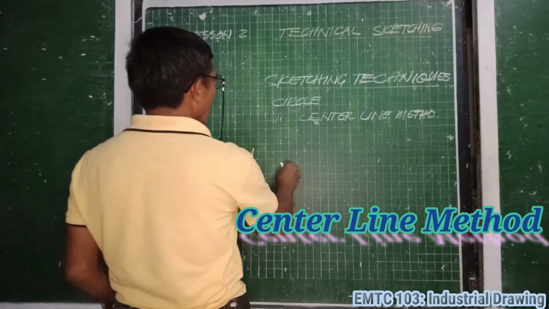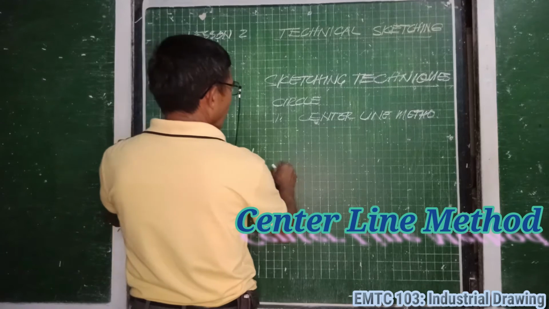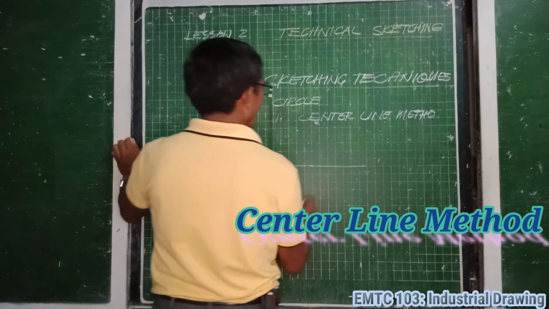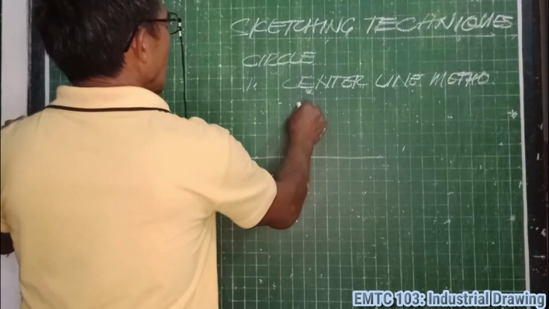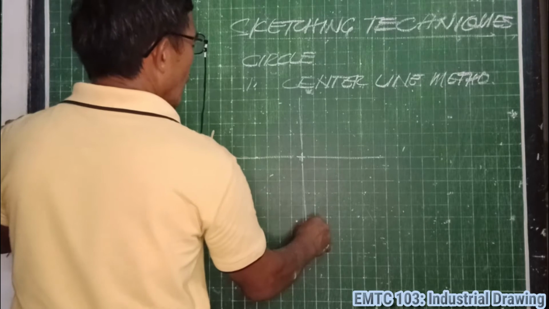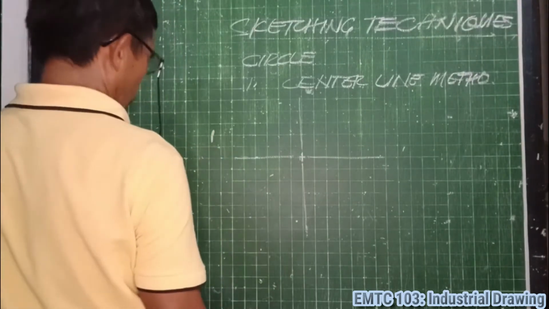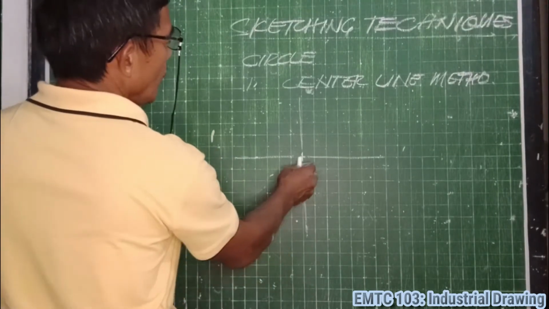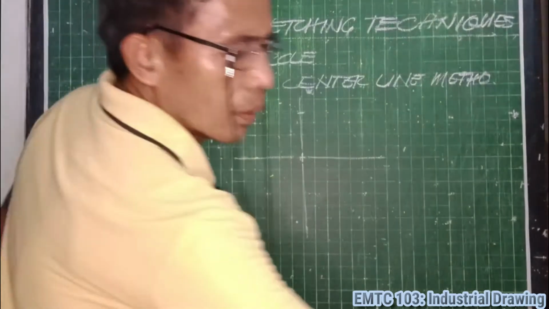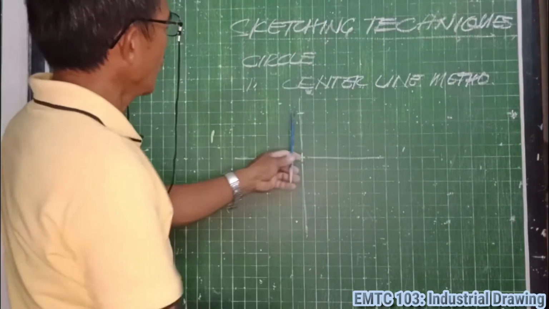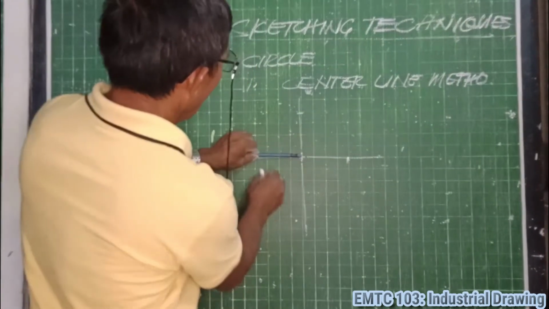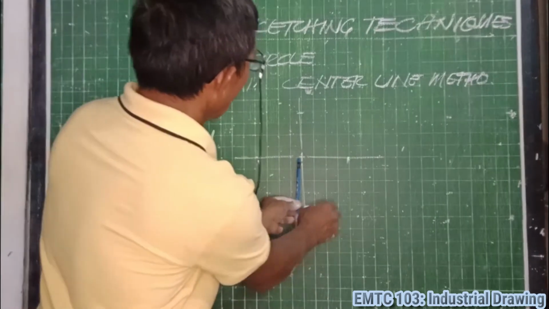Just draw center lines. A center line is composed of long and short dashes. Alright, draw another center line from the top going down. It will intersect and form a small cross or plus sign. Then you are going to estimate the radius by using your pencil. Transfer it here. That one, like this one, there.